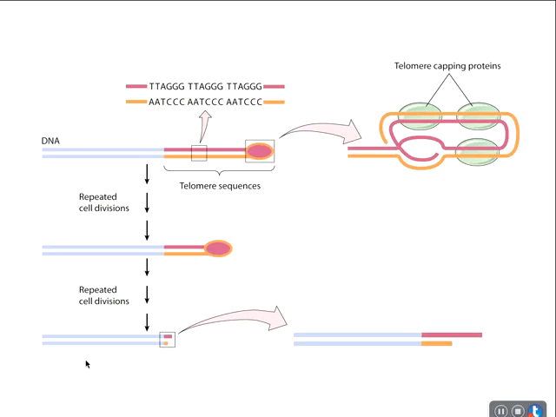Interesting thing to note here, normal cells will actually trigger apoptosis if they lose their telomere capping proteins. That's how important they are. So if a normal cell senses it has lost the ability to attach to those telomere capping proteins, that will actually trigger apoptosis. This is probably part of how cells lose the ability to continue dividing.